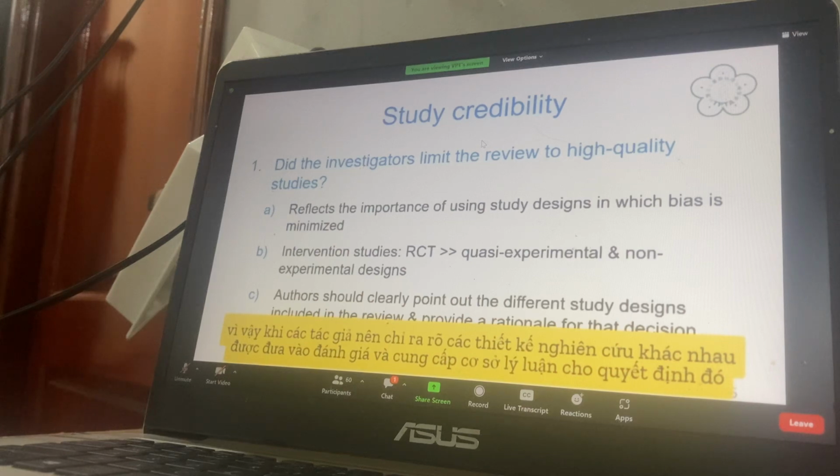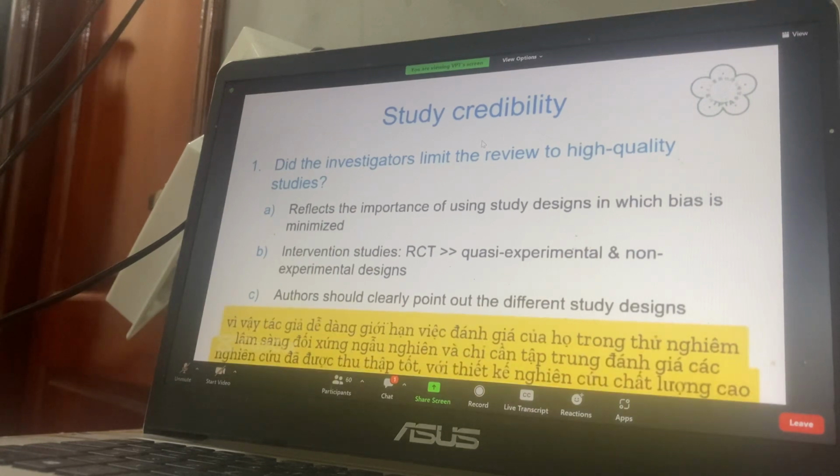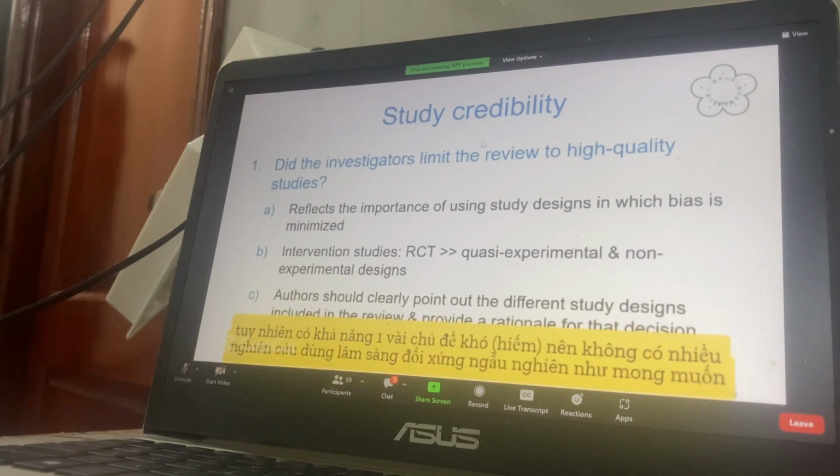Therefore, the author should clearly point out the different study designs included in their review and provide the rationale for that decision. It is possible that for some topics, a lot of randomized control trials have been conducted. Therefore, the author could easily limit their review to randomized control trials and only review those articles that are well conducted with high quality of study design.